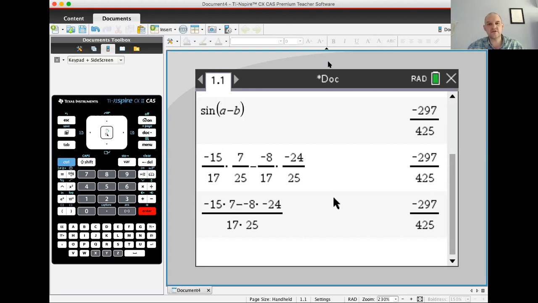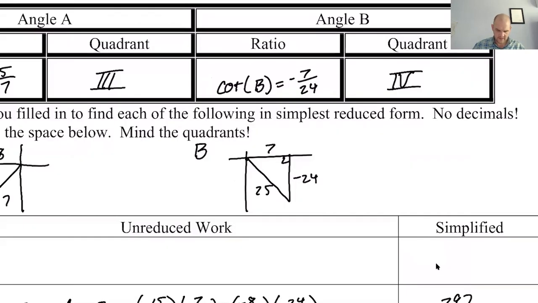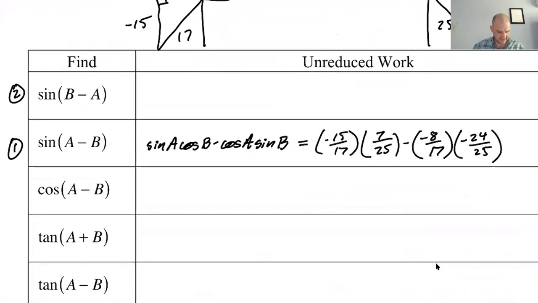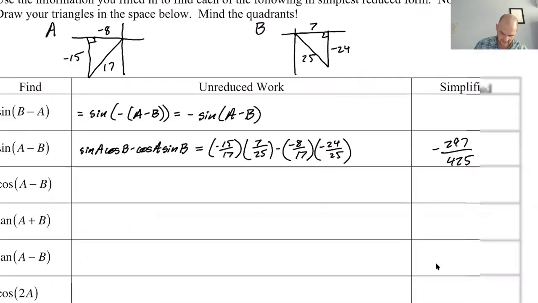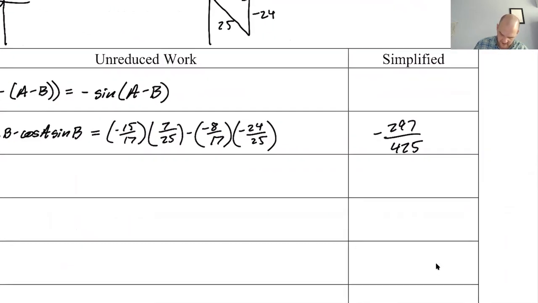All right, back to the notes. Here we go. So I immediately have another answer that I can write. As soon as I find sine of A minus B, I know what sine of B minus A is, because this is going to equal the sine of the negative of A minus B. But then sine is odd, so that's going to be the negative of the sine of A minus B. So as soon as I found sine of A minus B, I knew that the sine of B minus A would be the opposite.